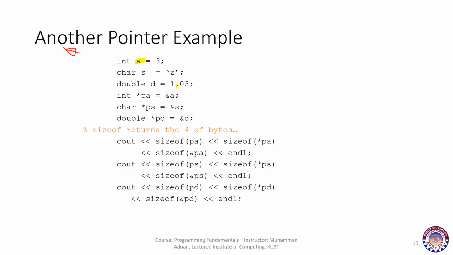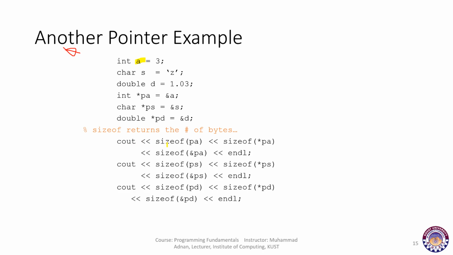We are assigning 1.032d. And then what we do, we declared a pointer variable pa and assign it the address of a, and ps gets the address of s, whereas pd gets the address of the d variable. So sizeof returns the number of bytes.